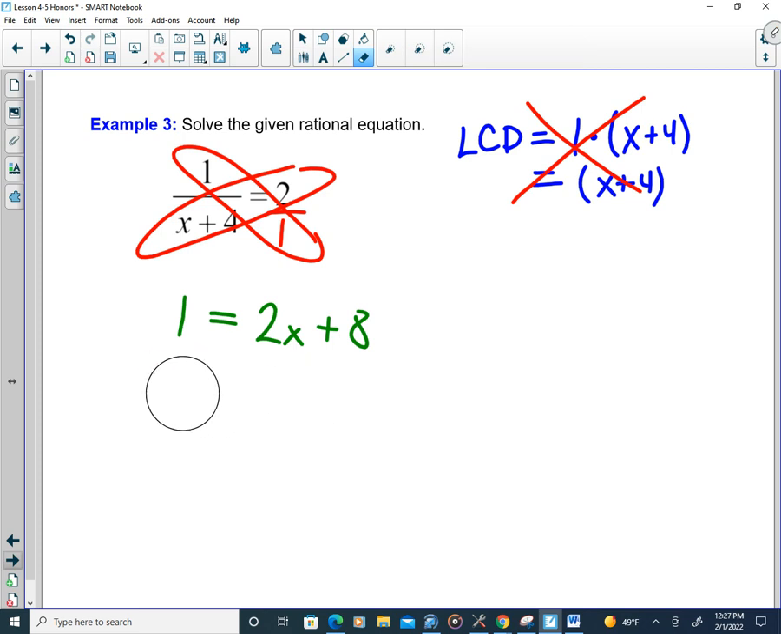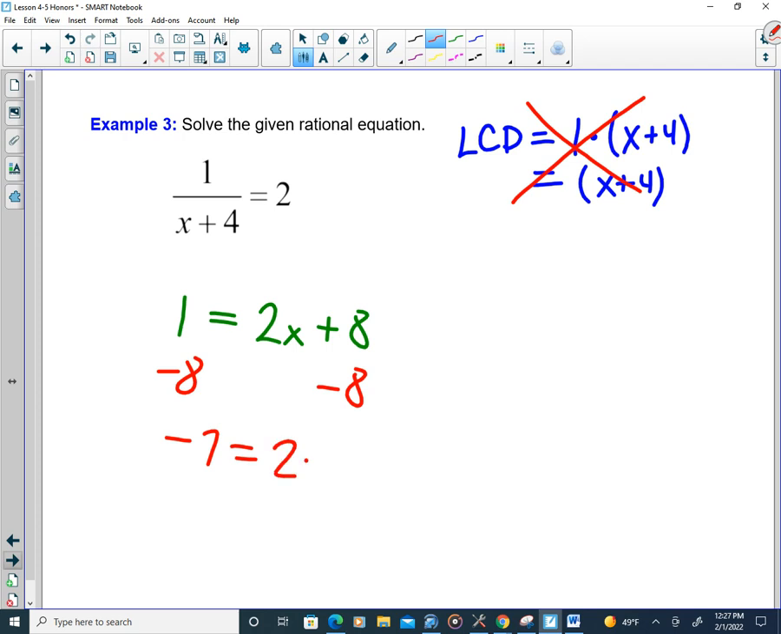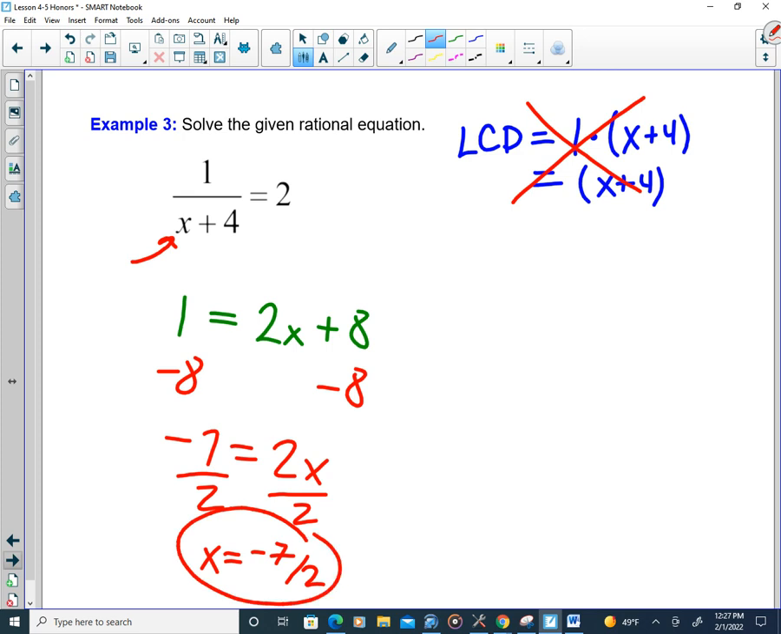So to solve this equation, we would subtract 8 from both sides. We get negative 7 is equal to 2x. Divide by 2. So x is equal to negative 7 halves. And then double check it. Plug negative 7 halves in for x in your denominator. Make sure it doesn't make the denominator 0. It doesn't, so it works. So our solution is x equals negative 7 halves.